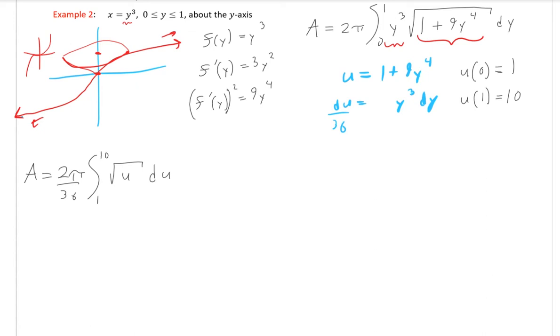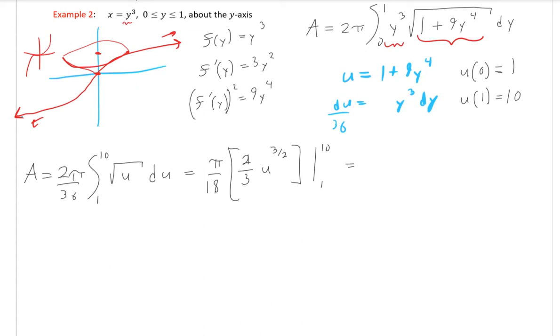That gives us pi over 18 times root u, which we basically just did in the previous problem. It's going to become u to the 3 halves, and then we divide by 3 halves, which is 2/3 from 1 to 10.